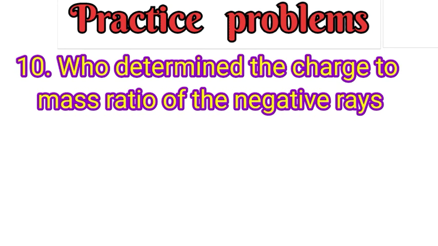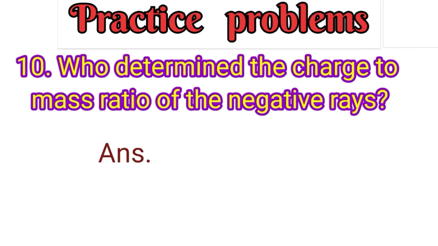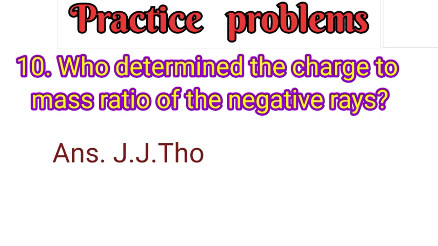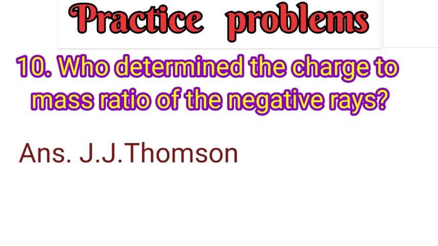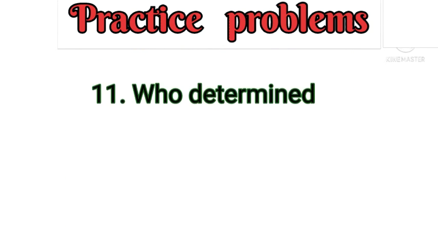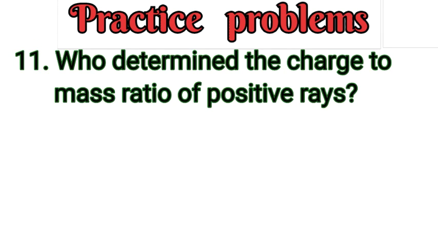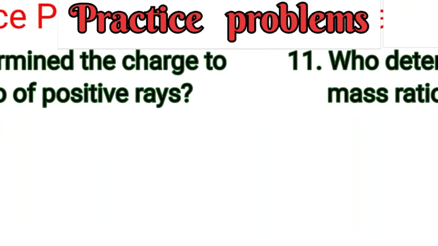Okay, so who determined the charge to mass ratio of negative rays? Okay, so pause the video and just try once. Okay, so the answer for this will be J.J. Thomson. Okay, so he was the first person who determined the charge to mass ratio for the negative rays. Next, who determined the charge to mass ratio of positive rays? And the answer for this is W. Wien. Okay.